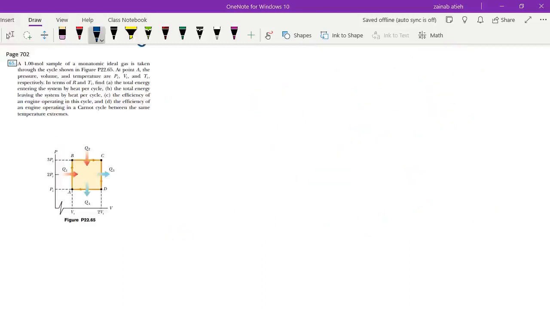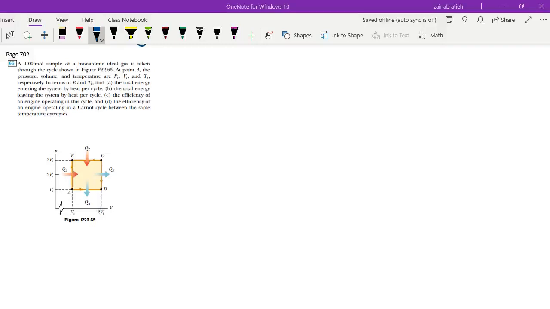Now problem 65. A 1 mole sample of a monoatomic ideal gas is taken through the cycle shown in figure 22.65. At point A, the pressure, volume, and temperature are PI, VI, and TI respectively. In terms of R and TI, find the total energy entering the system by heat per cycle. So in part A he is asking for Q gained, the total energy leaving the system by heat per cycle. In part B he's asking for Q lost. In C, the efficiency of an engine operating in this cycle. So the efficiency of this cycle and the efficiency of an engine operating in a Carnot cycle between the same temperature extremes. I have to compare the efficiency I've got with a Carnot cycle operating between the extreme temperatures, the minimum and the maximum temperatures.